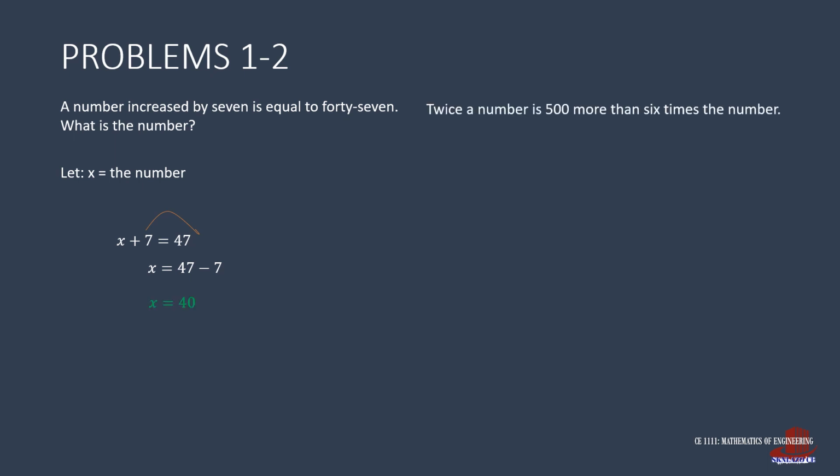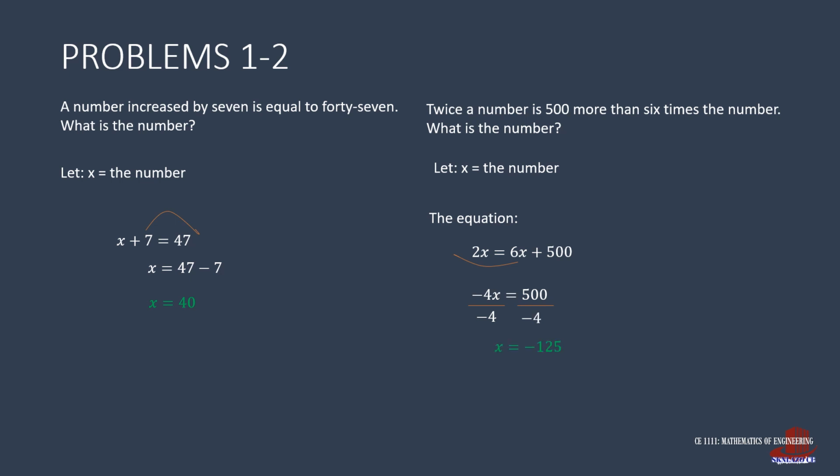The second problem states twice the number is 500 more than 6 times the number. What is the number? Again, assign x as the number required. Interpret the equation as 2x as equal to 6x plus 500. Transpose 6x to the other side and have negative 4x as equal to 500. Divide both sides by negative 4 to have x as negative 125.